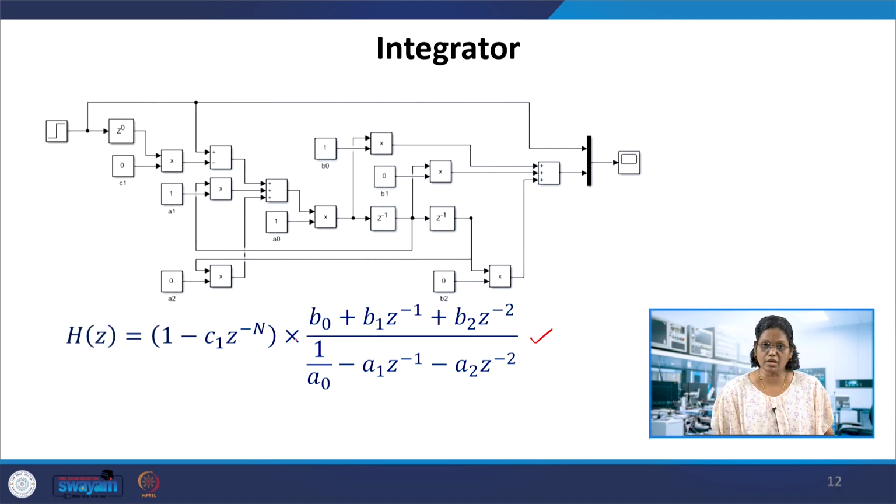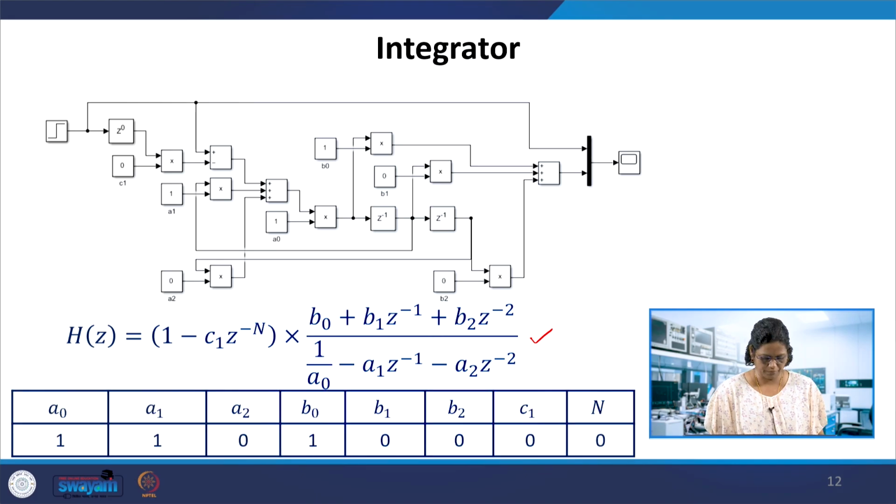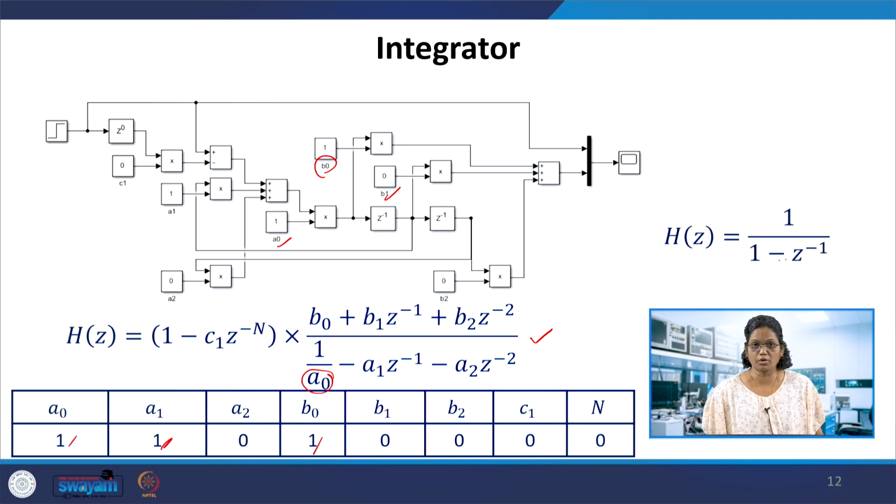The network which has H of z, the generalized network, in which for the integrator, what are the coefficients to be substituted? A0 is equal to 1, this is 1 over here. B0 is 1, and B1 is 0, A1 again 1. So if we have this, what we get here is 1 by 1 minus z^-1. This is an integrator. The other coefficients are made 0 here.